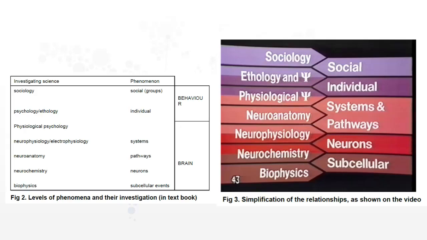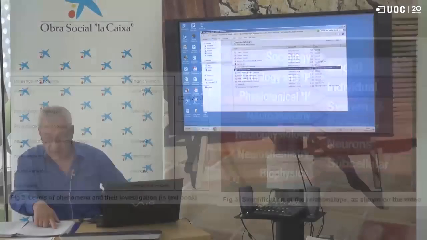Now, at the outset, the presenter explained the significance of the bands of color. They indicate which discipline on the left relates to which phenomenon on the right. So, for example, neuroanatomy, which is a pink band, relates to systems and pathways on the right because they're in pink. And then, because of that zigzag arrangement, the colored bands could be used to indicate when a discipline related to two phenomena on the right.